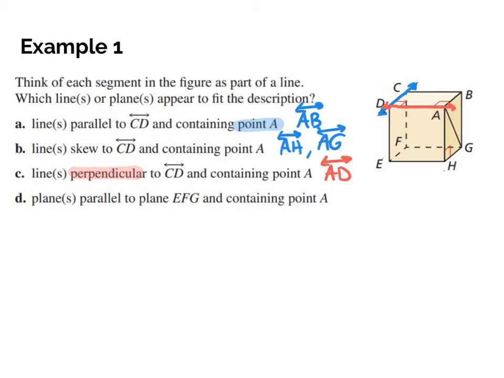And then lastly, we're going to look at parallel planes. So it wants to know which plane is parallel to EFG and also contains point A. So I'll highlight this on here for you folks. EFG is going to be the bottom part of this plane. So which plane is parallel to the bottom? Hopefully you will all recognize it's the top.